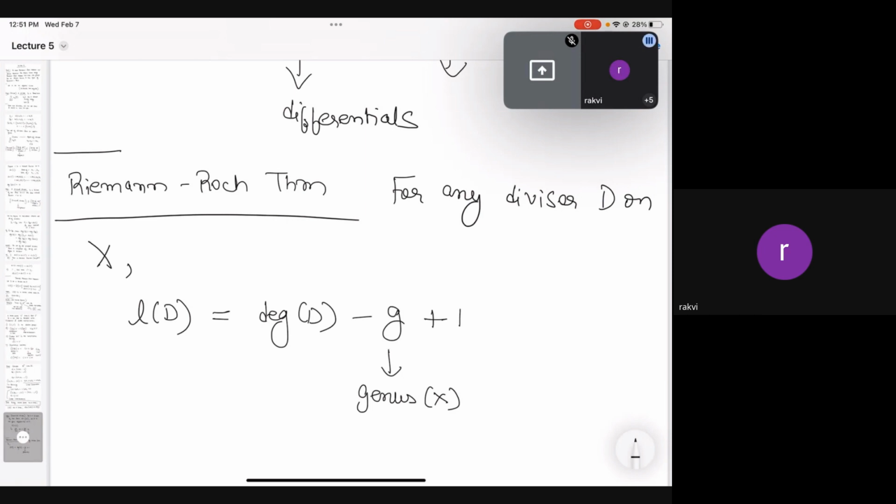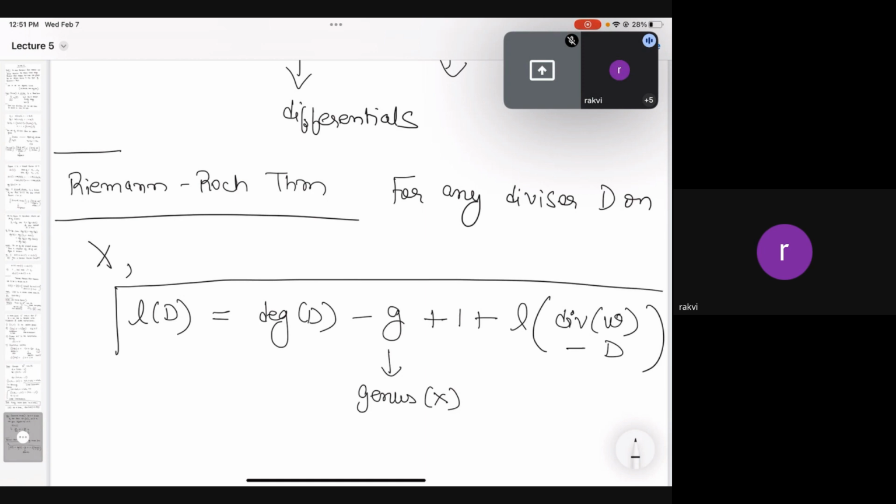Now this formula, yeah, and then there is a correction factor. And this correction factor is the dimension of this divisor. And what is the divisor? Divisor of omega minus D, where this omega is any canonical divisor of our choice. That's the Riemann-Roch formula.